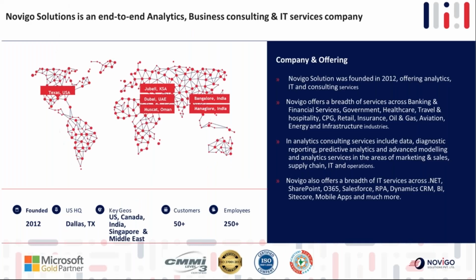So to start, I'll just introduce myself. I'm Akdas Asif. I've been working as a senior consultant with Novigo Solutions. And Novigo Solutions is an end-to-end analytics and IT services company. We have our headquarters in Dallas, Texas, and offices in Dubai, KSA, and delivery centers in India. It was founded in 2012, so it's close to 7 years now. And we have had large SharePoint migration projects in the Middle East and US, including redevelopment of the intranet portal along with it. So this was a brief introduction about the company and me.